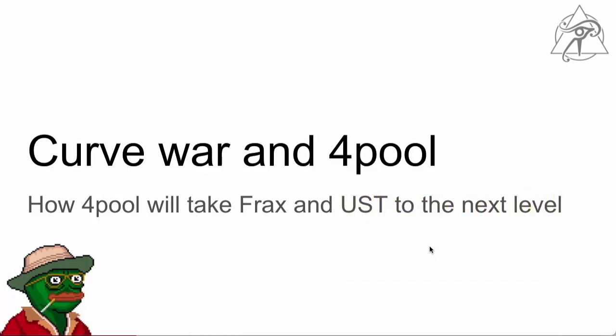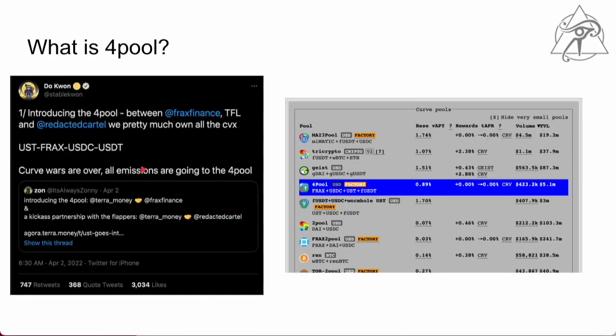Hello everybody! Today we'll be looking at understanding Curve Wars and the 4pool, and how the 4pool will help take Flux and UST to the next level, especially in the Ethereum DeFi ecosystem. Do Kwon shared about introducing the 4pool. Basically, it is a liquidity pool containing 4 assets: UST, Flux, USDT and USDC. They are currently on FTM and Arbitrum. The Ethereum pool will arrive soon.